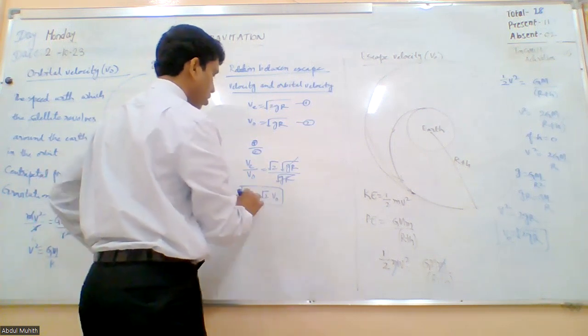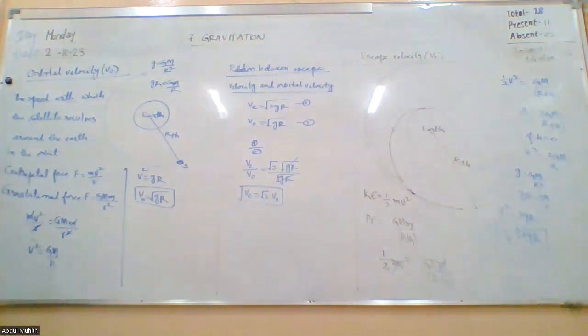Note that Vo is not under the root. It is outside the root. Root 2 Vo. Is it clear? This is the relation between escape velocity and orbital velocity. Now we will discuss the satellites, the last part of that: the time period of the satellite. That we need to discuss.